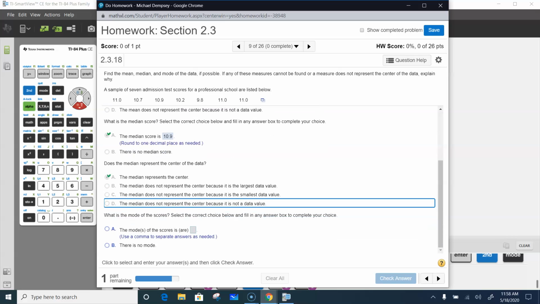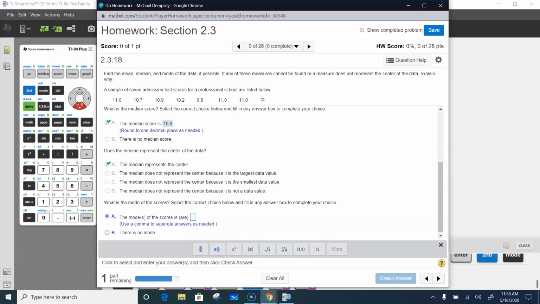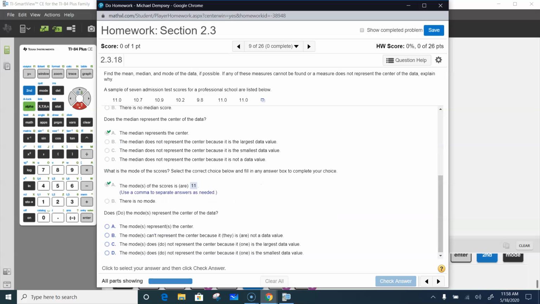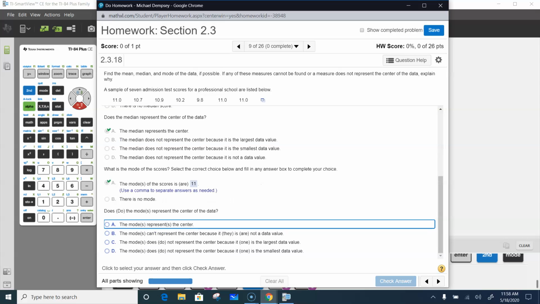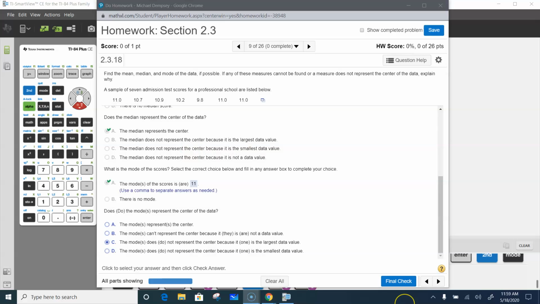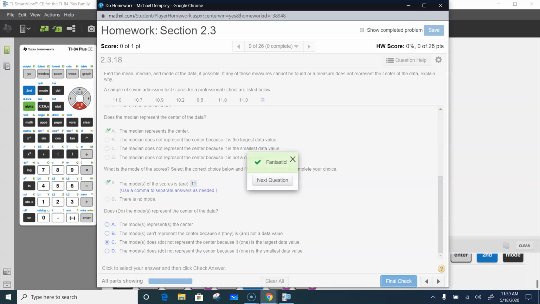The mode of the scores, I think we did have a mode here. It seemed like 11 kept coming up very often, and remember the mode is just a number that occurs most often. Okay. So the mode, again, it's a number that occurs most often. Again, it is a measure of the center or a typical observation. Yeah, sorry about that. In this case, your mode is the largest number, so it's not going to be representative of the center of the data. Sorry about that.